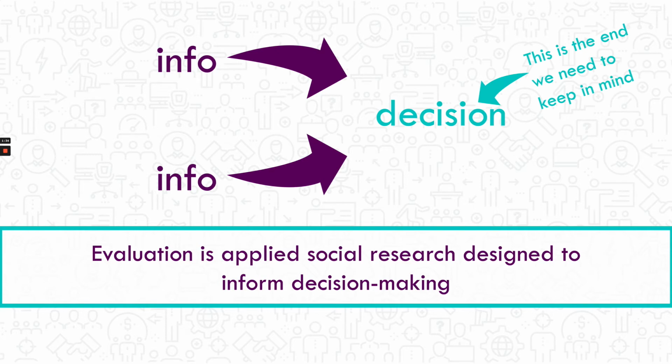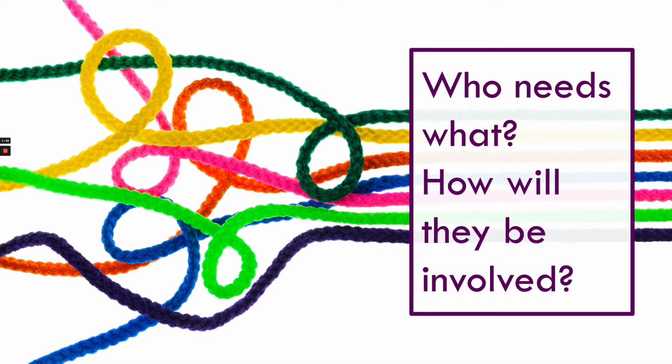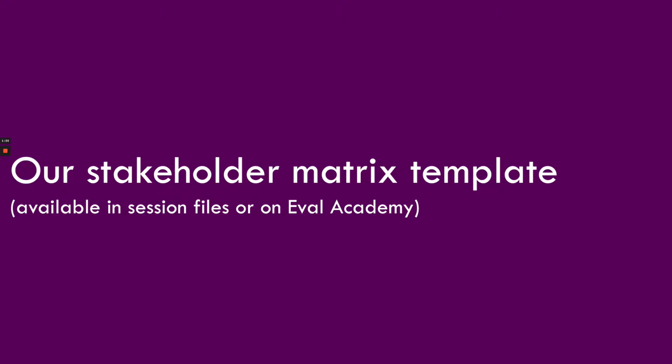When we are driving toward use, we need to be always thinking about what is it that our stakeholders want to use this information for? What kinds of information do they need? What kinds of decisions are they intending to make with that information? Basically, who needs what? And also how they will be involved throughout the evaluation. So our stakeholder matrix template is available in the session files here, and it's also in our new products section on Eval Academy, available for free download there.